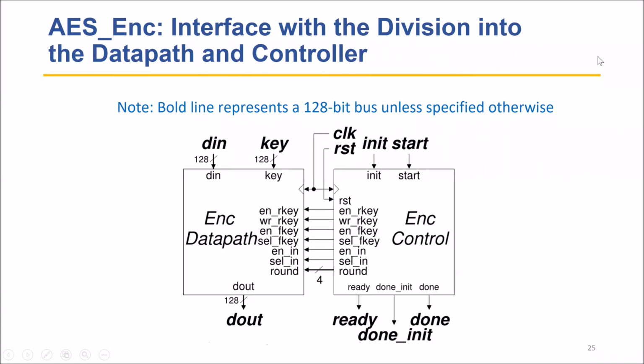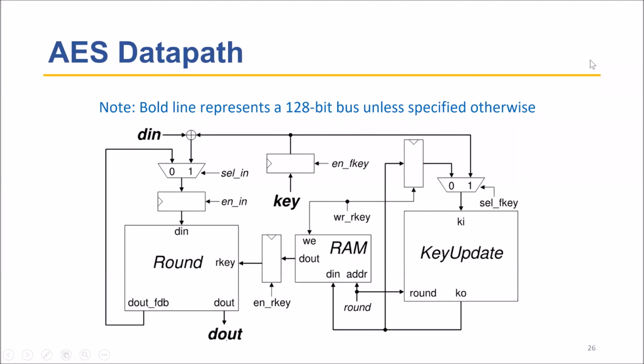This slide shows how you should divide the interface for the data path and controller. This diagram shows the internals of the AES data path. The key update module is for the initial phase of AES that generates the key for each round and saves them in the RAM. The round module is the encryption core, which contains all sub-functions related to the encryption for each round. We can see the input signals and output signals too.